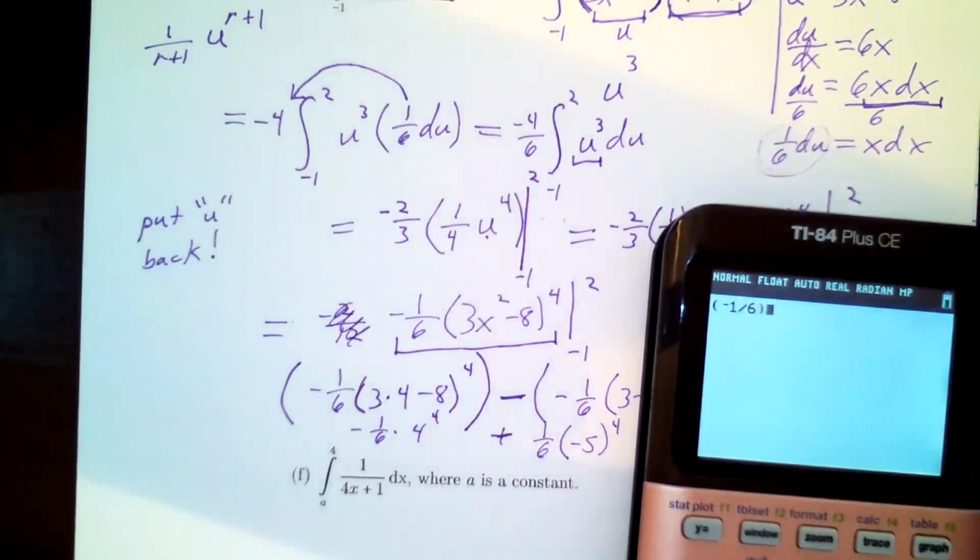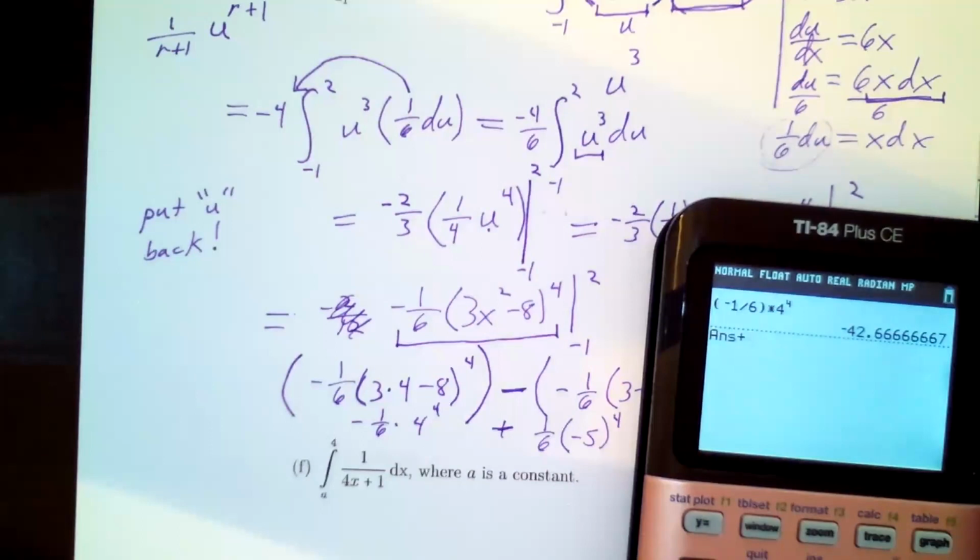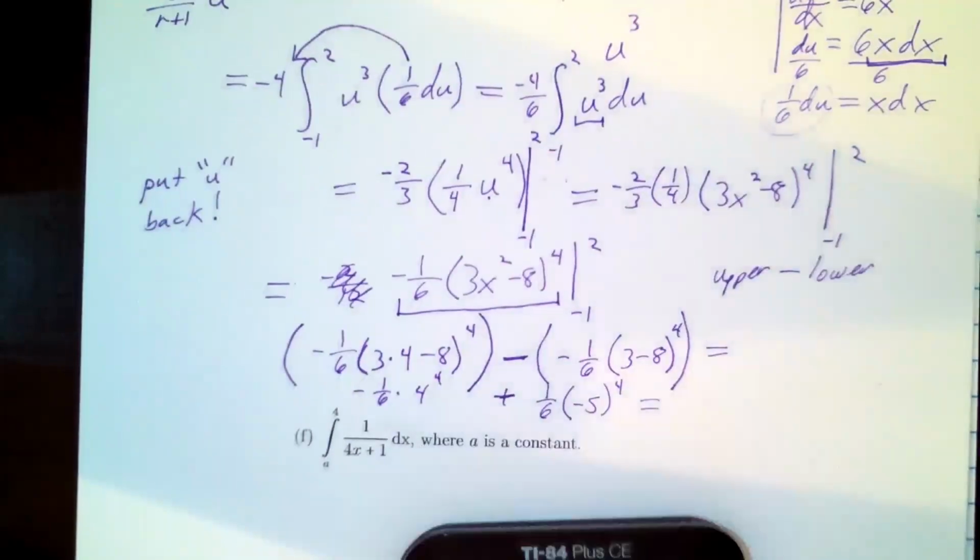-1/6 times 4 to the 4th power plus 1/6 times -5 to the 4th power. 61.5.